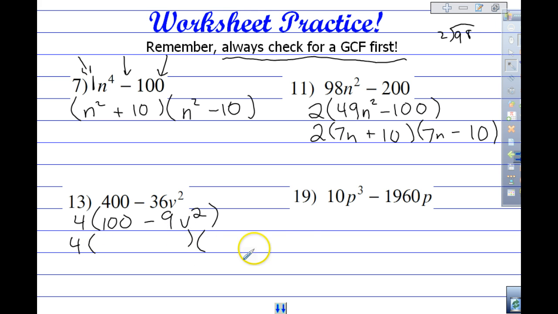And don't mind that it's in reverse order as far as the variables. It's the same pattern. So since the hundreds first, we'll have the tens first. That's okay. And the 9v squared is last, so we'll have the 3v's last. And that's okay. The signs work the same. One's positive, one's negative. And we could do more, but that's okay. I think we got the picture.